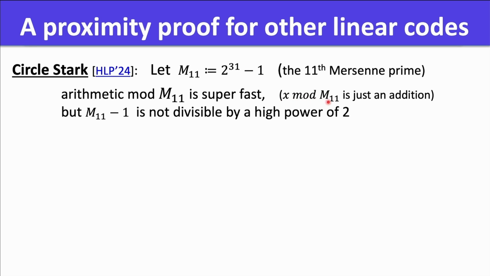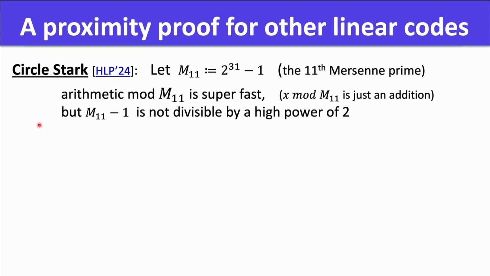Computing a modular reduction can be done just by one addition. It's really fast. The problem is that if you look at M11 minus 1, you get 2 to the 31 minus 2, and that's not divisible by a high power of 2. So we cannot use FRI when we work modulo M11.